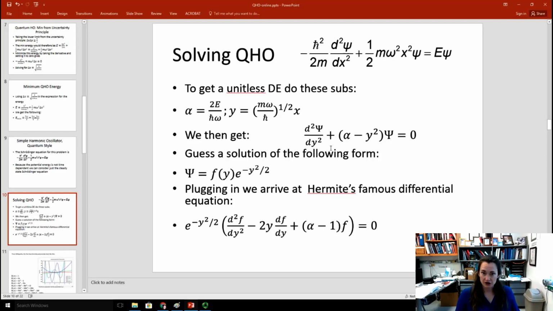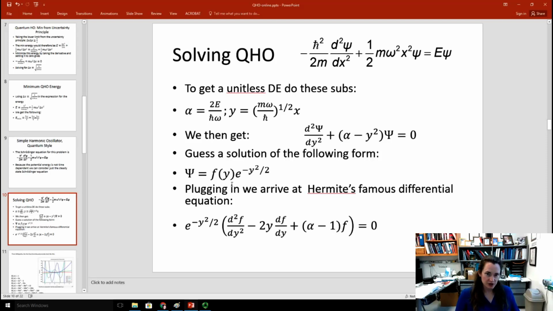Now what you get here is you have a wave function, you're taking two derivatives of that wave function, and you're getting back some polynomials times your wave function again. So that says to you that you should guess the solution of this form, where you have some polynomial f of y times e to the minus y squared over 2. Now, if you take derivatives of this e to the minus y squared over 2, what you're going to get back is some functions of y times e to the minus y squared over 2 again, okay?